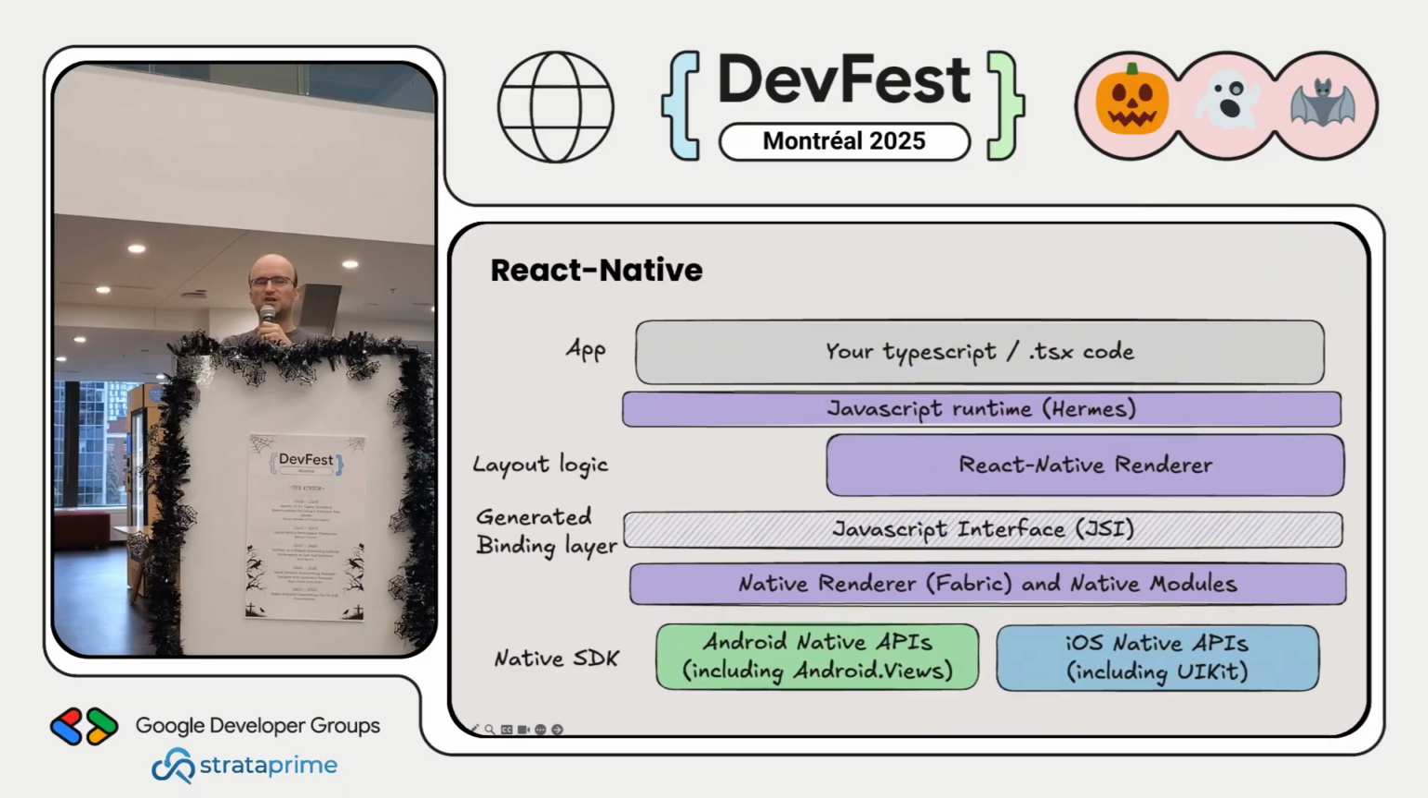If we compare now with React Native, the concept is similar. You can see you have your application code on top. Then it sits on the JavaScript runtime to execute your code. There's a renderer to do the layout logic and render objects there. And since there was an architecture shift about 2 years ago in React Native, now they have a JavaScript interface called JSI that's generated.